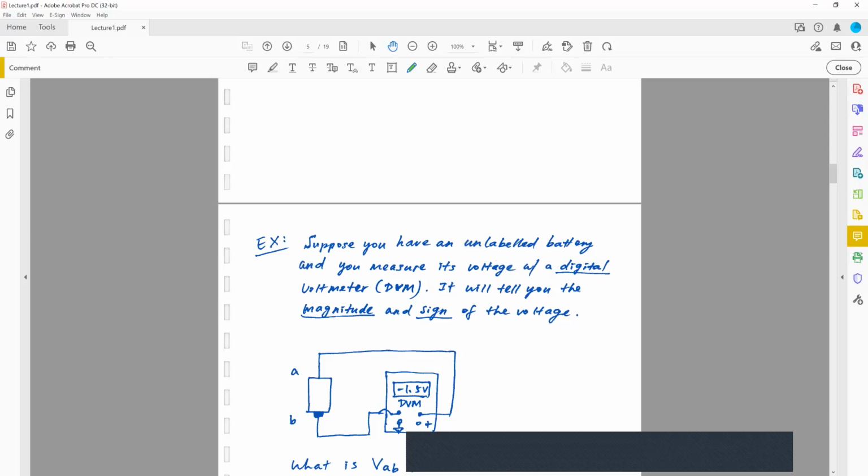Then the question is, what is VAB? Notice that I'm asking for a specific voltage in a specific polarity. VAB, meaning this is my node A and this is my node B. I want to know what the voltage is like this. This is my VAB. So what do you think VAB is?